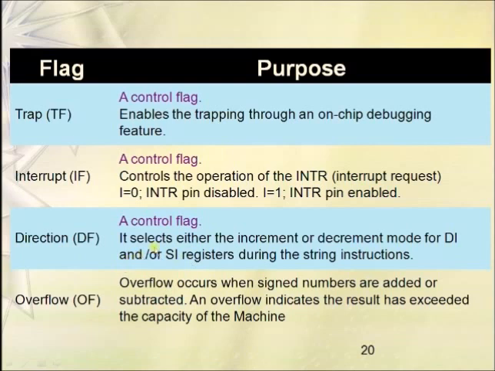If this particular bit is 0, then it will be in an auto increment mode. If this is 1, then it will be in an auto decrement mode, and these modes are used in the case of string operations. When we are carrying out some operations with strings, this direction flag will be used. The trap flag, interrupt flag, as well as the direction flag are considered the control flags, and they can be programmed by the user.